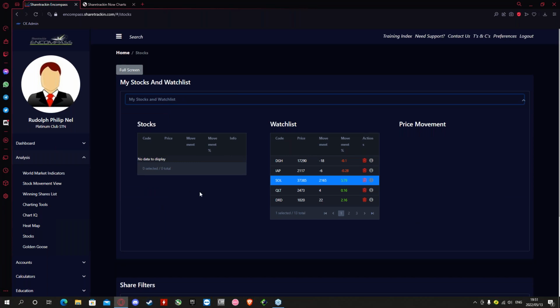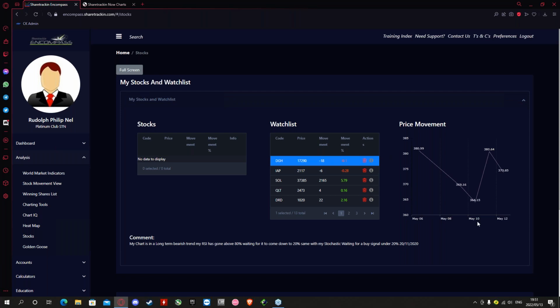So currently we don't have any stocks, so it will show you all your stocks that you have bought, and on the right hand side it will show you your watch list, or shares that you have added onto your watch list. Okay, and then on the right hand side some price movements on any one of those shares. So if I click on a share, let's say Sasol, it'll give me a price movement, right, with a comment that I've made on that share.